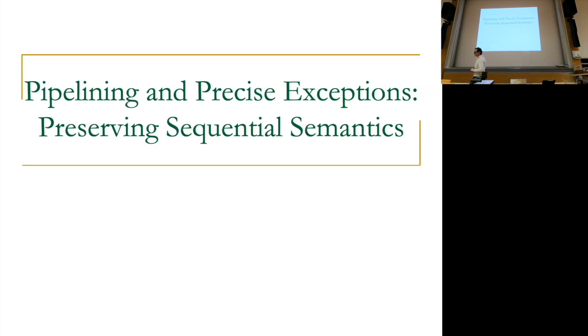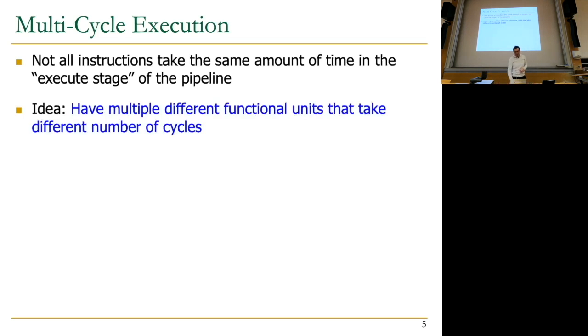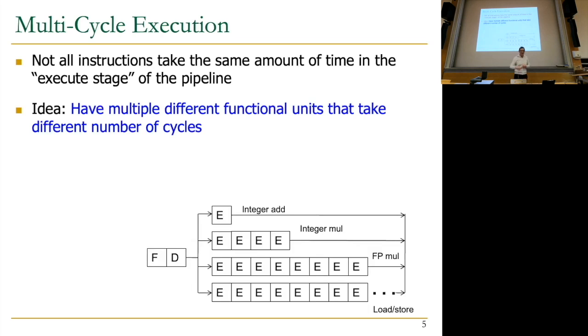So this is where Mohammed kind of started, but he didn't finish because he didn't have time. We're going to talk about preserving sequential semantics and von Neumann architectures especially. And this is a slide that Mohammed mentioned. But basically, imagine a system where not all instructions take the same amount of time in the execute stage of the pipeline. This is possible because you can have multiple different functional units that you send the instruction to. One instruction goes to an adder, another instruction goes to a multiplier, another instruction goes to a load unit, for example.